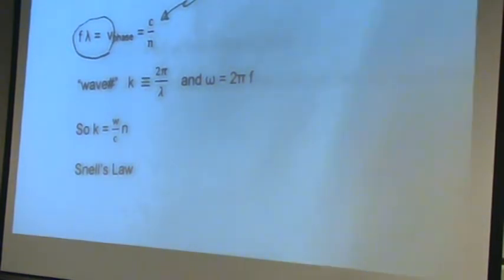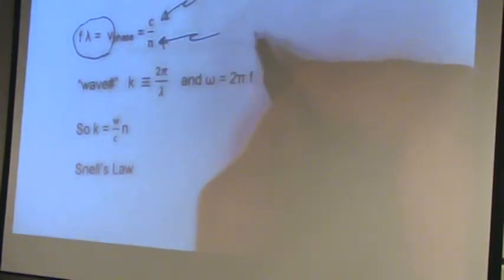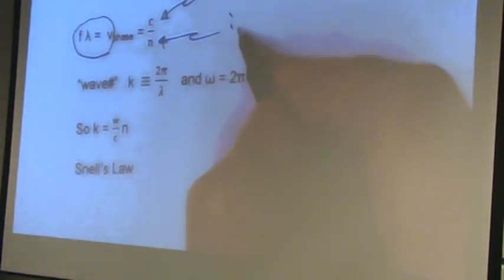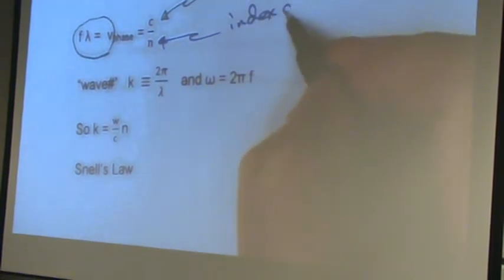This can be written as c divided by n. C here is Einstein's speed limit. It's the speed of light in empty space. It's real darn close to exactly 3 times 10 to the 8 meters per second. All right. And n here is the so-called index of refraction.